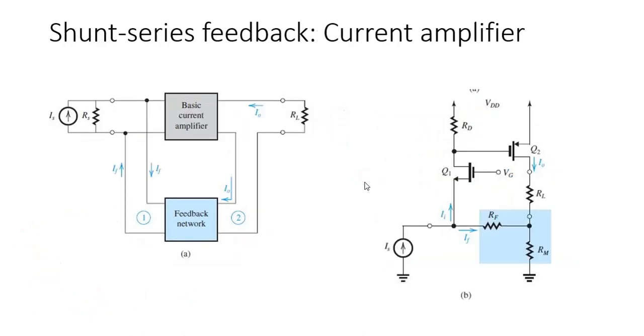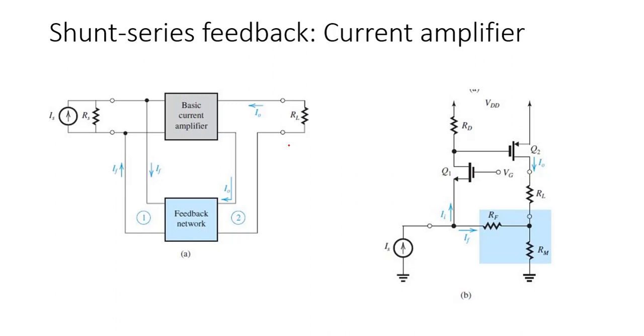Next is the shunt series feedback topology. It is also called a current amplifier. This is because of the shunt connection at the input side and the series connection at the output side. This is basically a current amplifier which amplifies the input current. Here the input resistance is low and the output resistance is high.